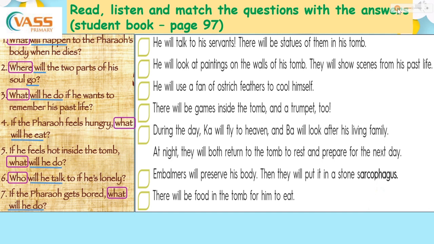What will he do if he wants to remember his past life? He will look at paintings on the walls of his tomb. They will show scenes from his past life. If the pharaoh feels hungry, what will he eat? There will be food in the tomb for him to eat. If he feels hot inside the tomb, what will he do? He will use a fan of ostrich feathers to cool himself. Who will he talk to if he is lonely? He will talk to his servants. There will be statues of them in his tomb. If the pharaoh gets bored, what will he do? There will be games inside the tomb, and a trumpet too.